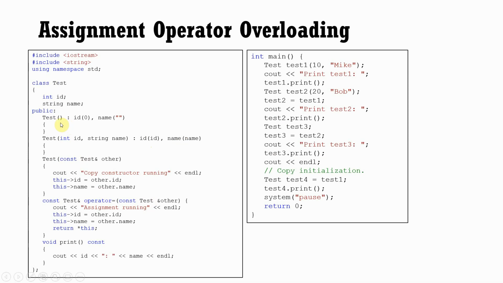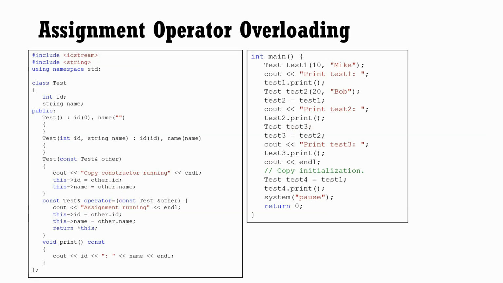This is another example. We see a default constructor, a non-default constructor, a copy constructor, and this is the assignment operator. So what is an assignment operator? Here we are basically overloading a function. What function? This operator, any operator, can be thought of as a function. So this is the function that we are overloading.